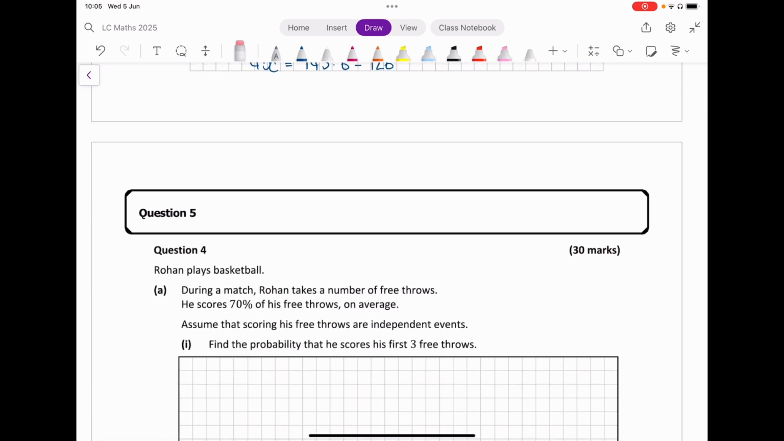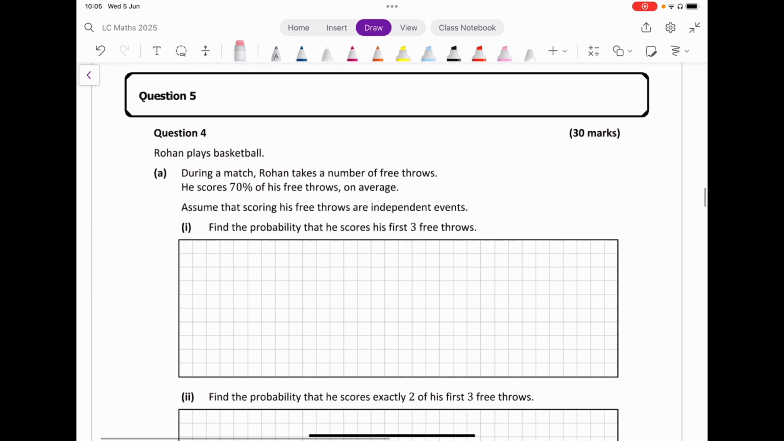All right. So question 5 now, we're going on to a bit of probability. Ronan is playing some basketball, and during a match, Ronan takes a number of free throws, and he scores 70% of his free throws on average. So with probability, I like to put it in fractions. So the probability that he scores is 7 over 10, and the probability that he misses is going to be 3 over 10, because there are only 2 options when you take a free throw. You either score it or you miss it.